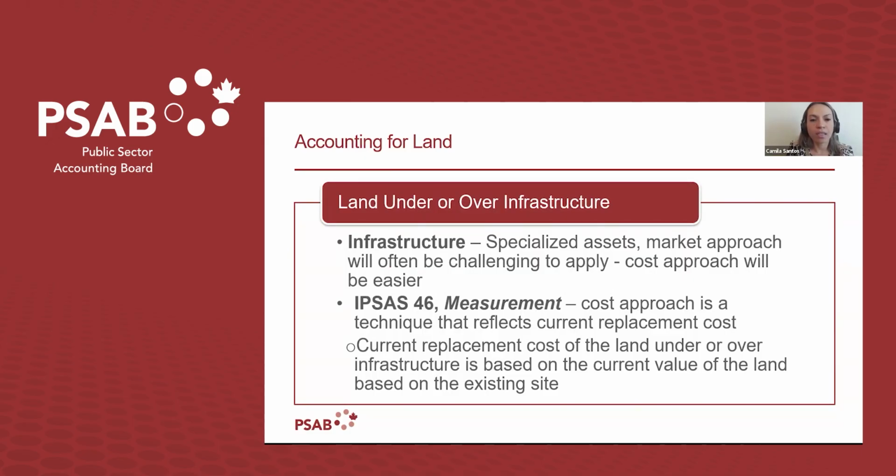The current replacement cost of the land is based on the current value of the land based on the existing site. For example, if the road runs through agricultural land, then the current value of the land under that section of the road will be agricultural. And if the road runs through an industrial area, then the current value placed on the land under that section of the road will be industrial.